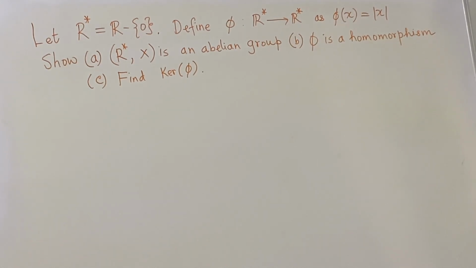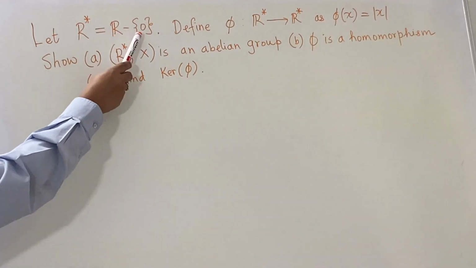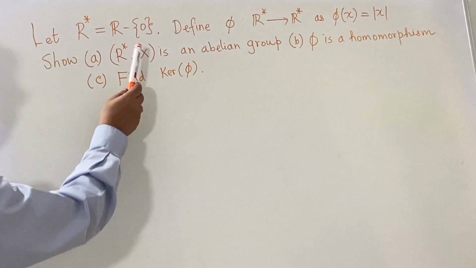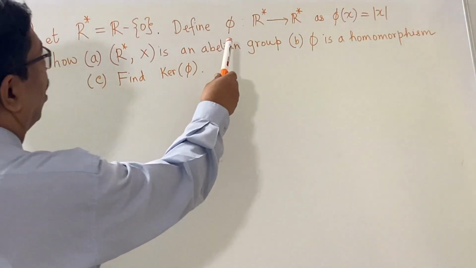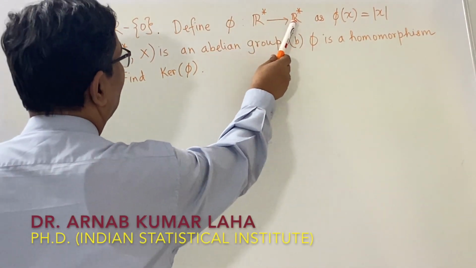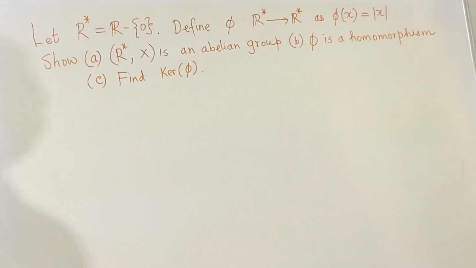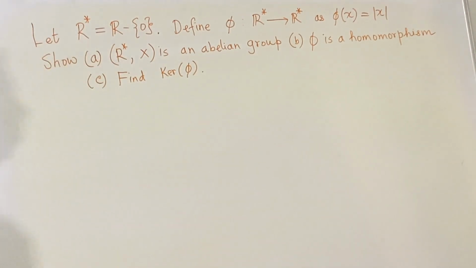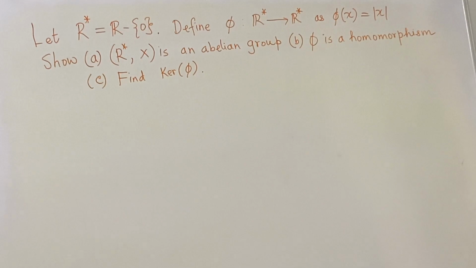In this edition, we will tackle this problem from group theory. Suppose we consider the set R star, which is all the real numbers except 0. Then R star under multiplication is an abelian group. And if we consider the function phi, which is from R star to R star, given by phi of x is mod of x, then phi is a homomorphism. And finally, we will try to find the kernel of this homomorphism.